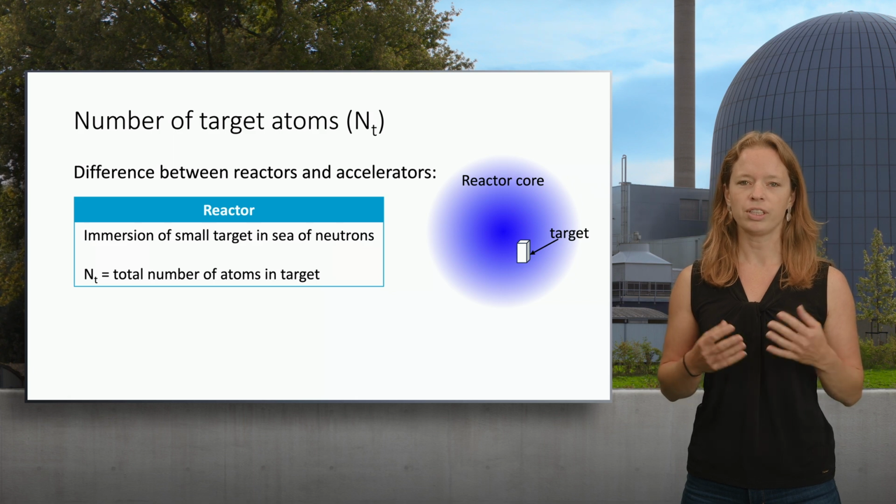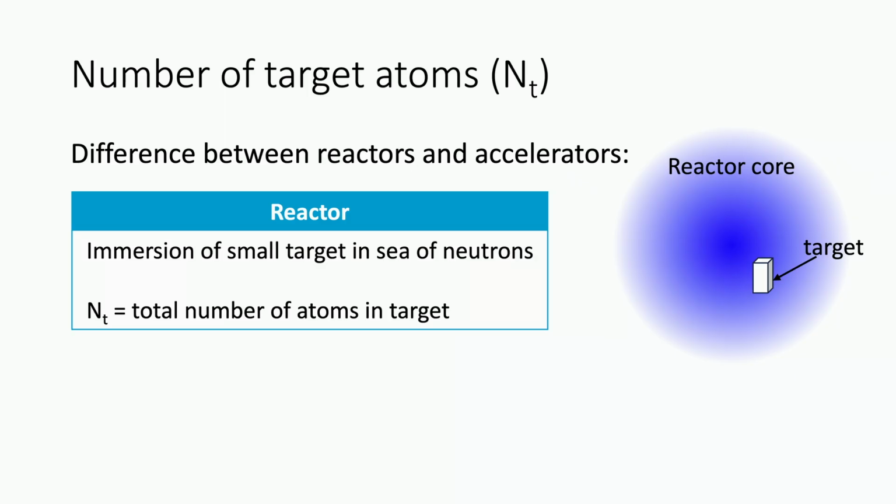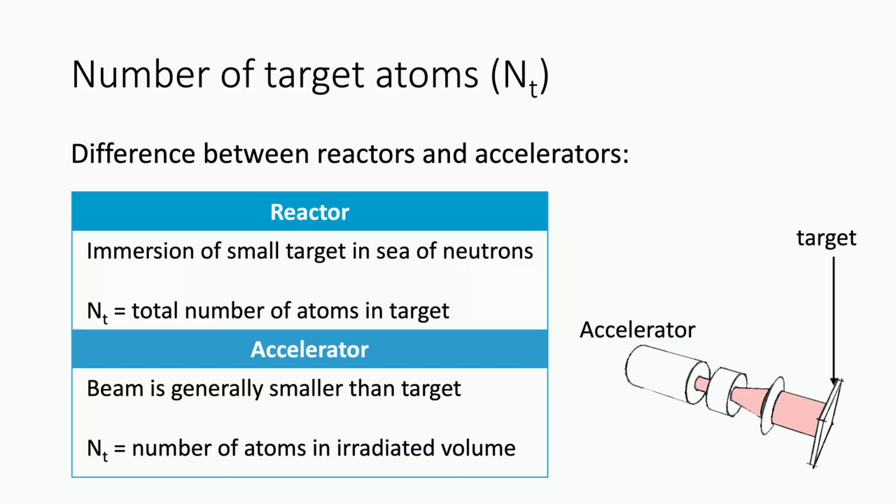In a reactor, the neutrons are everywhere, and your target is immersed in this sea of neutrons. The entire target is therefore irradiated. In an accelerator, the beam is generally smaller than your target, and you only need to take the number of atoms in the irradiated volume into account.